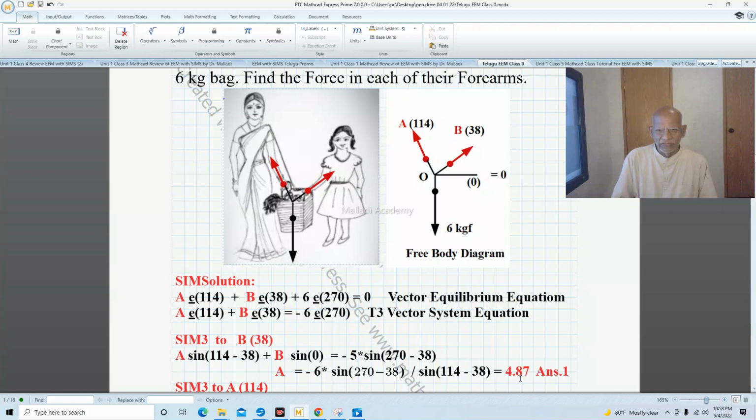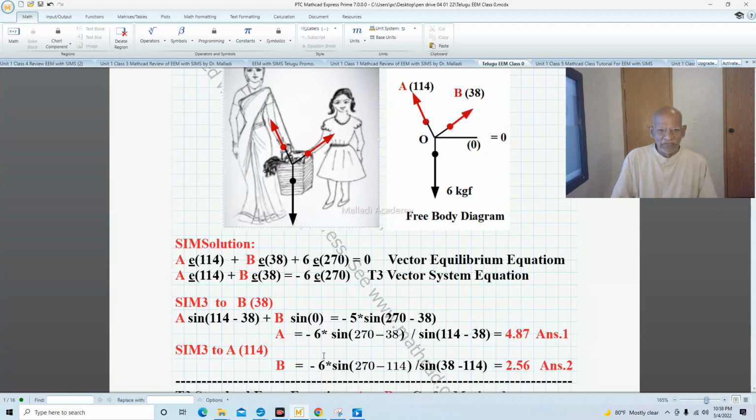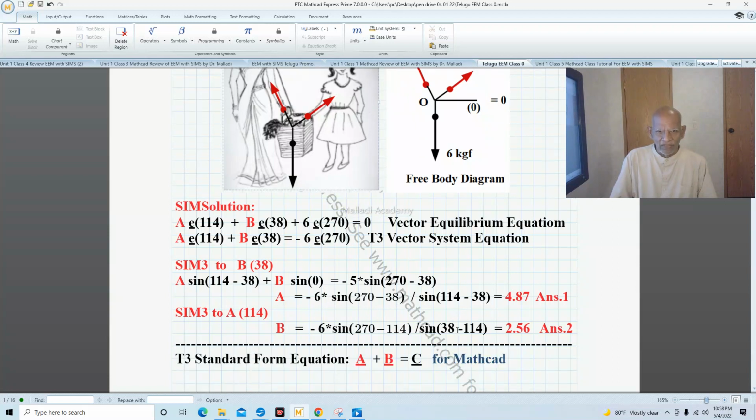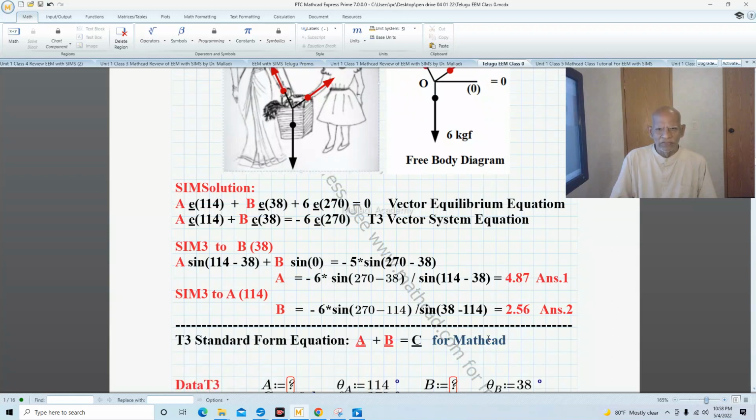I can use the calculator and find the answer. This is answer number 1. In a similar way, I can subtract the angle of A and thus eliminate A and find B as shown here, again using a calculator. This can be done using a calculator, or I can as well use MathCAD, which I will demonstrate later on. Now, let me show how I use MathCAD in a very systematic way.